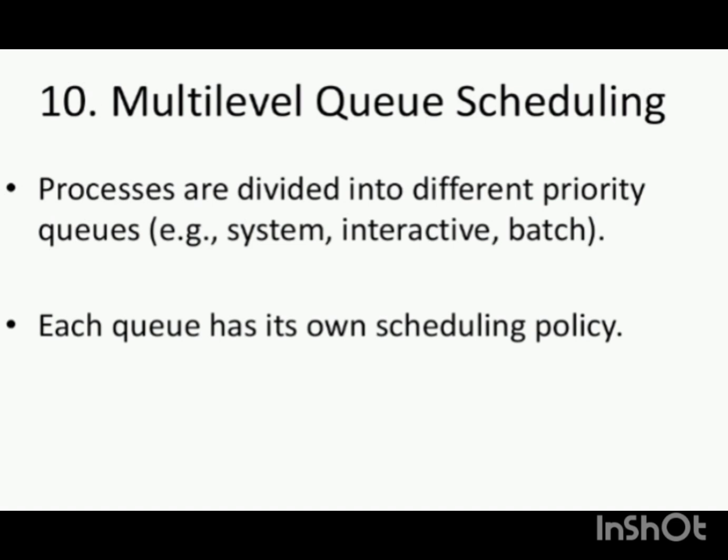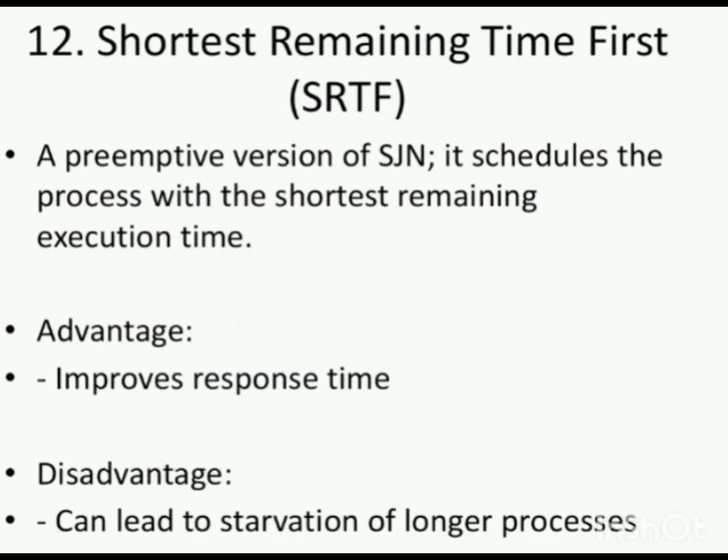Next, shortest remaining time first. SRTF is the preemptive version of SJN; it schedules the process with the shortest remaining execution time. Advantages: improved response time. Disadvantage: it can lead to starvation of longer processes.